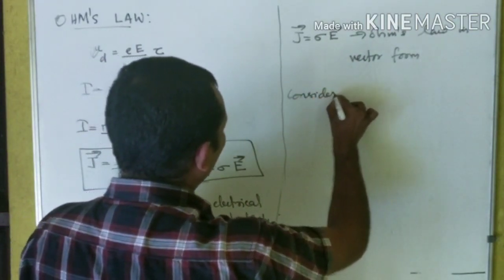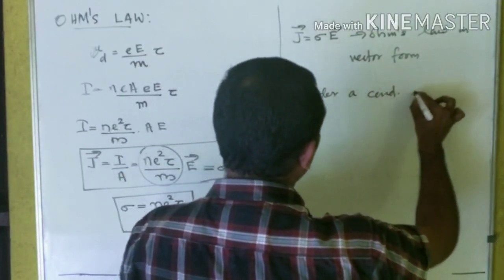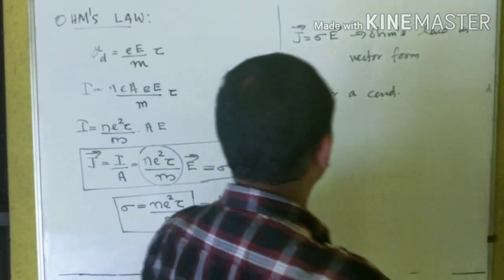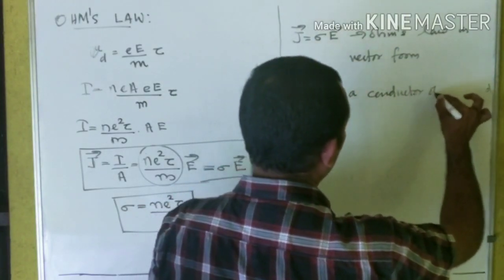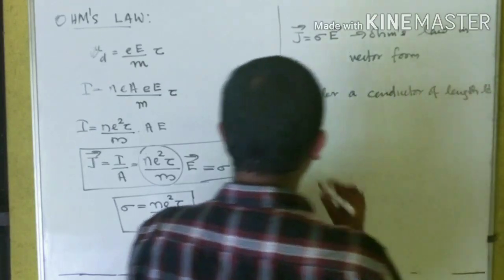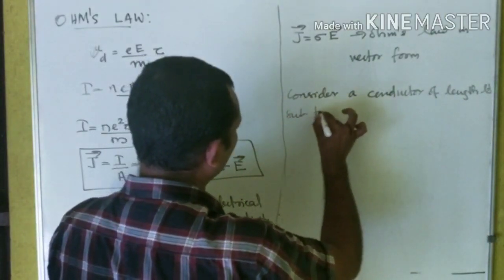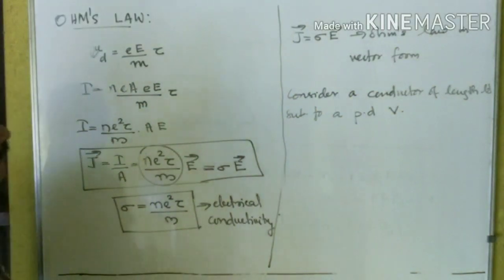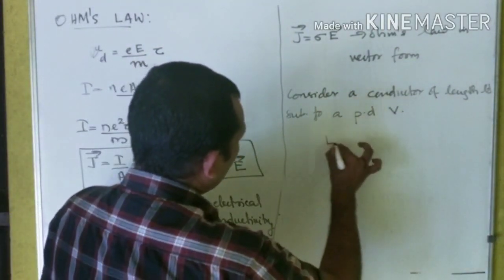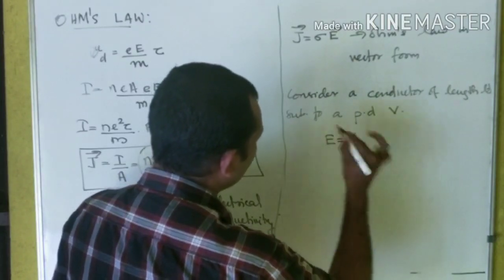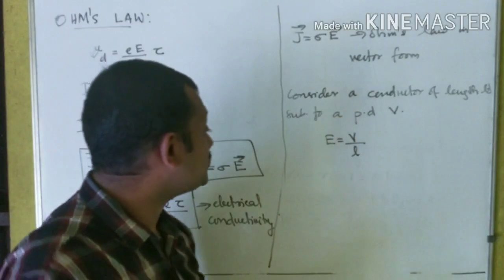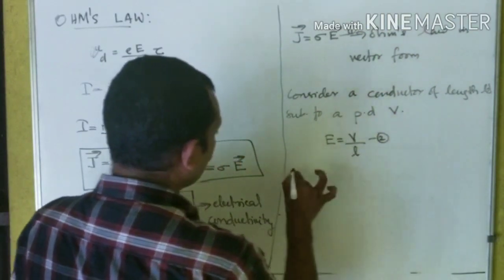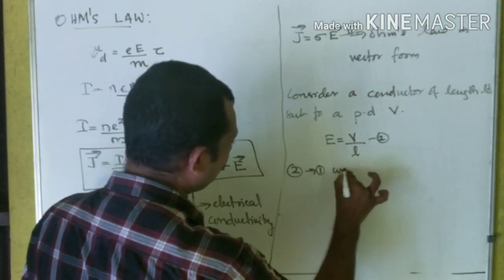Consider a conductor of length L subjected to a potential difference V. In that situation, we know that the magnitude of the electric field is potential difference per unit length, E is equal to V by L. Let me put the above equation as equation number 1, and this as equation number 2. So substituting equation 2 in equation 1, we get what?